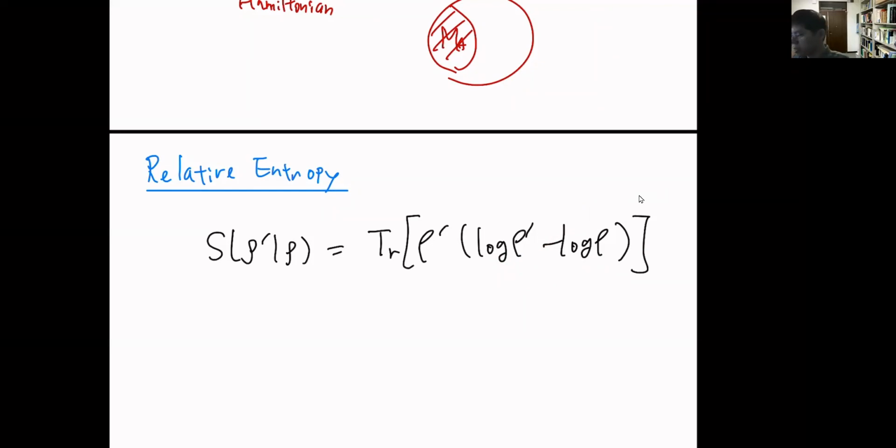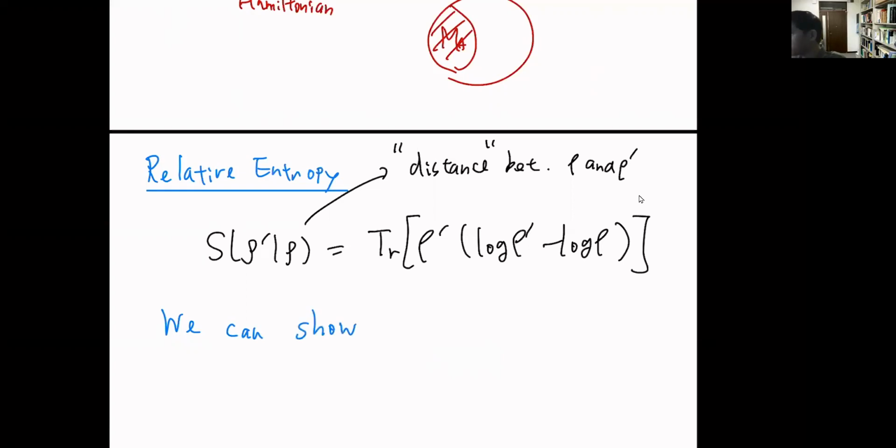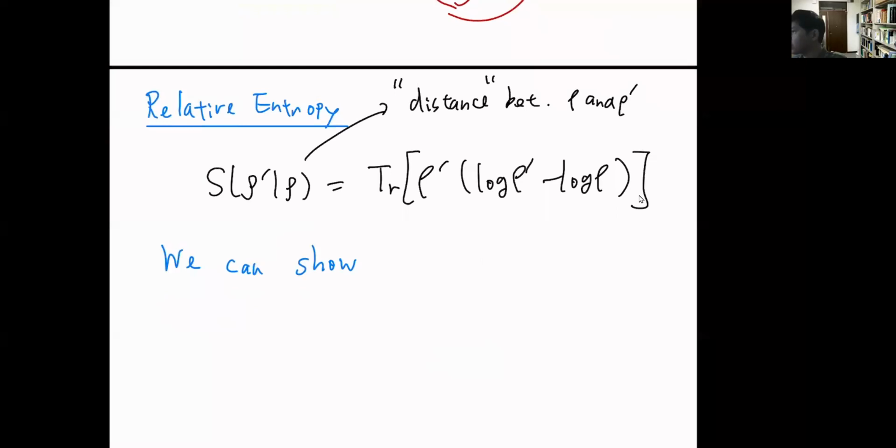And in this case, we can show, by using this, a sort of distance between rho and rho prime. It is not symmetric, but basically we can detect distinguishability by using this quantity. And we can show the following very interesting equality.